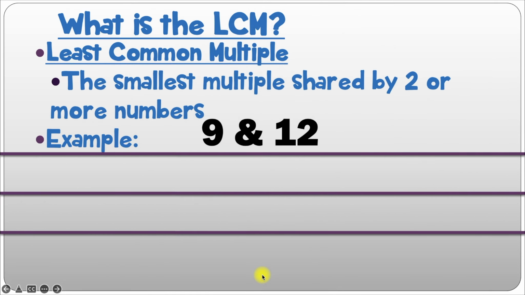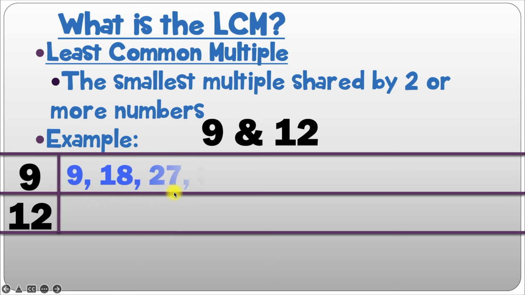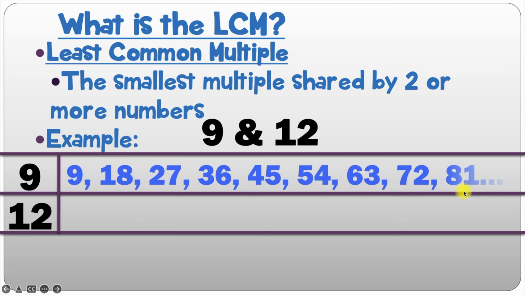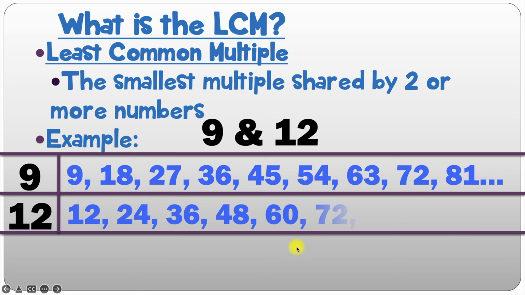Here's our next example. We've got 9 and 12. So I'll write 9 here, and I'll write 12 here. And then I'll write my multiples for 9 in this row, and the multiples for 12 in this row. So the multiples of 9 are 9, 18, 27, 36, 45, 54, 63, 72, 81, and they go on and on and on. The multiples of 12 are 12, 24, 36, 48, 60, 72, 84, 96, and those go on and on and on.